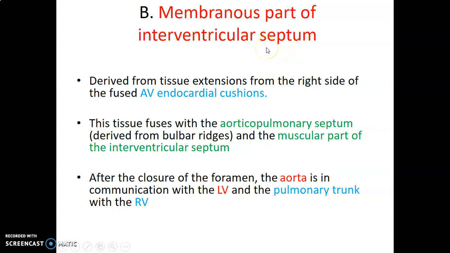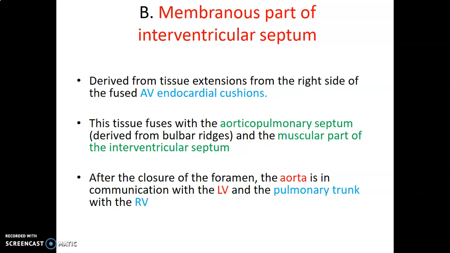Then we have the membranous part of the interventricular septum. This is usually derived from extensions from the right side of the fused atrioventricular endocardial cushions. Remember, we had our dorsal and ventral endocardial cushions that joined and fused. So from these endocardial cushions, we have tissue extensions from its right side that will develop, and these go downward and form the membranous part of the interventricular septum.